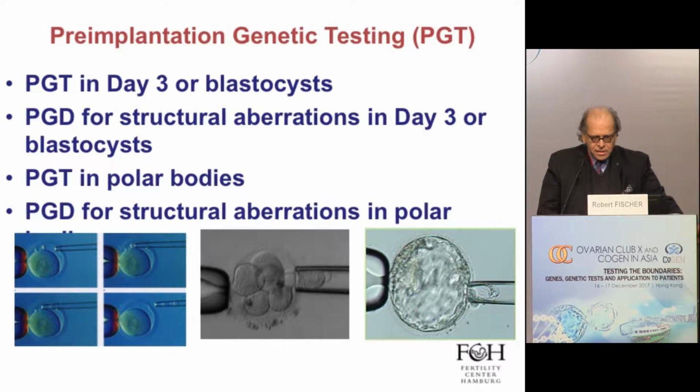And because of that, preimplantation genetic testing was catching up in the last years. And as you have already heard before, there are different ways how to test these embryos. You can go for the polar bodies. You can test on day 3. You can do trophectoderm biopsy, and nowadays even use the fluid from the blastocyst to check for genetic testing.